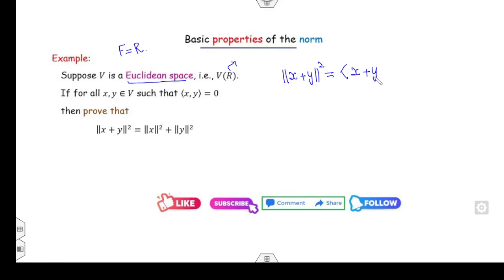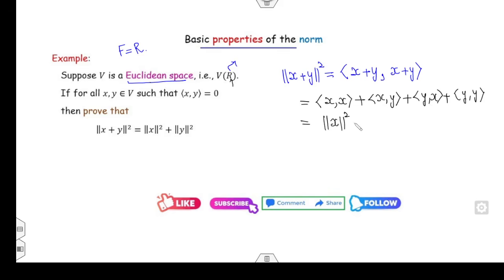That will be (x plus y, x plus y). If you open this bracket, that number will be (x, x) plus (x, y) plus (y, x) and (y, y). Fine. Now because my space is R, Euclidean space, what is the value of (x, x)? That is my norm of x square.